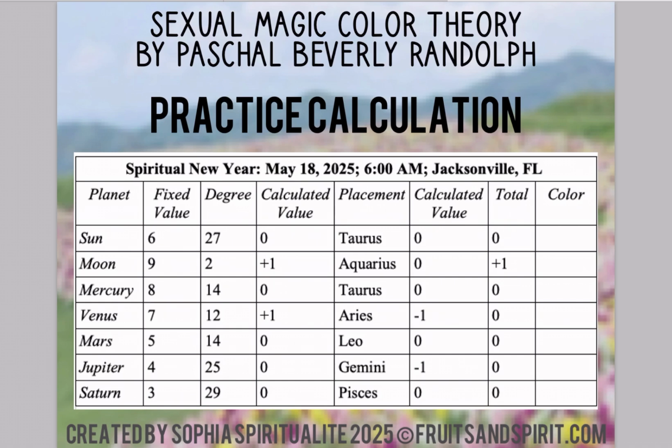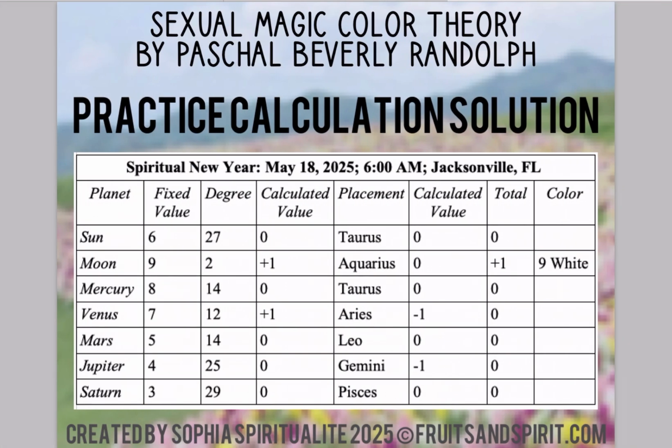So as you can see on this chart, the moon is the only one that's +1. So you have to go back and multiply the +1 times the moon number, which is 9, and you get a color which is 9 white. Now, because the sun is yellow and Mercury is mixed colors, we didn't have to deal with any of that. It's all in his book how to do that part.